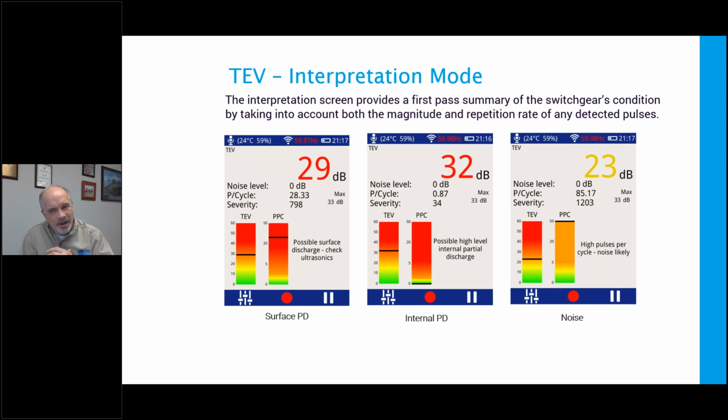So maybe it's only occurring on the positive half cycle, and not every one. It's occurring on 87% of the positive half cycle. That's very indicative of partial discharge. So it's going to tell you that in the interpretation.